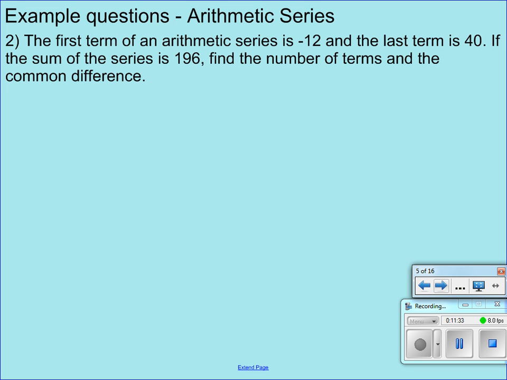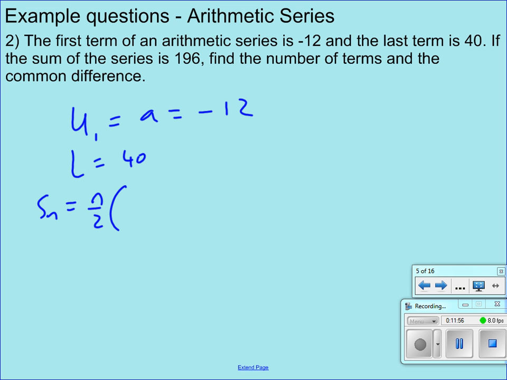Question 2. The first term of an arithmetic series is minus 12, so u1 equals a, which equals minus 12. And the last term, L, equals 40. If the sum of the series, Sn equals n over 2, because I've got a and l given to me at the start, I reckon I'll stick with the first formula that I showed you. And the sum of the series equals 196. Find the number of terms and the common difference.